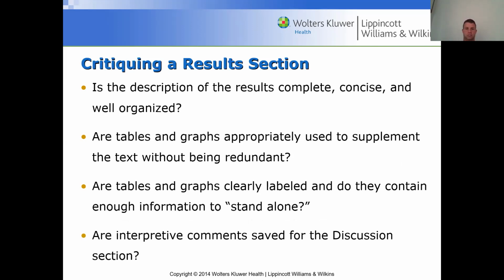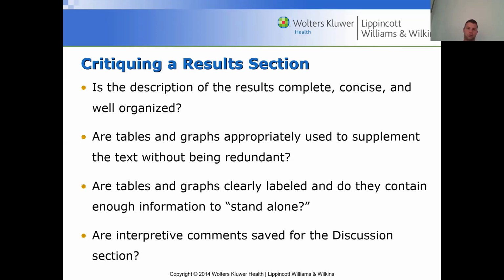Critiquing a results section. Is the description of the results complete, concise, and well organized? Right? So did they get to a point, or were they just very vague? Did it leave you like, all right, what's going on here? Right? I've read some things. Well, there's an effect. Okay, what was that effect? Or they'll be all over the place. Again, usually don't find those in good research journals.